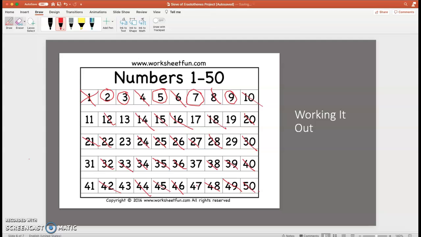It looks like I made a mistake, and I accidentally circled 9. 9 is not a prime number because it is a multiple of 3. Now we circle the remaining numbers, which are 11, 13, 17, 19, 23, 29, 31, 37, 41, 43, 47, and that's it.